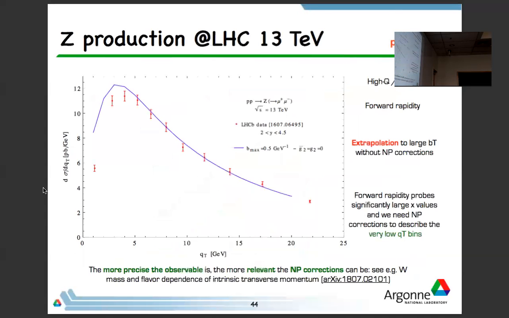This is a test of the Z boson production at the LHC at 13 TeV in a very forward rapidity regime. As I told you, we were dealing with x and Q, but also the rapidity here. Because if you are in forward rapidity, despite root s being 13 TeV, your x can be significantly large. So you see that using the extrapolation in the large bT region, without any non-perturbative correction, you can describe pretty well the qT spectrum of the Z boson, but you overshoot the points around the peak. This can be a signal that when you are at large x, you would need a non-perturbative correction to describe your data.